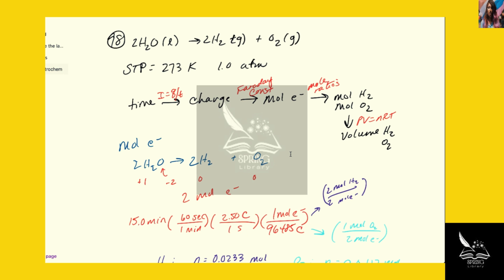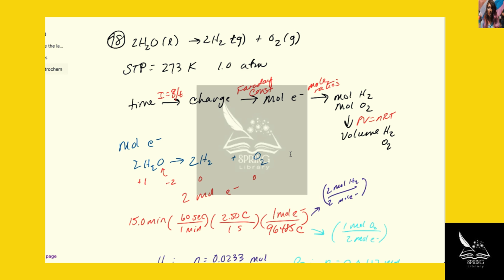So this is the breakdown of water into hydrogen and oxygen, and we are given a time and a current, and from there we can determine how much hydrogen and oxygen are produced. And so when we are going from a time and a current to the quantity of something produced, we can go from time to charge using current equals charge over time.